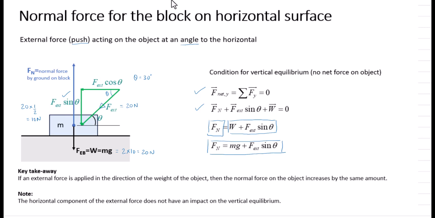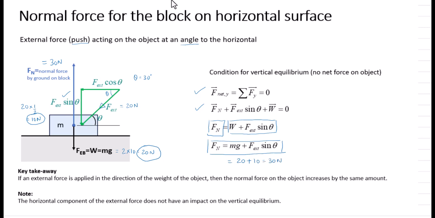So if you have 20 Newton vertically down, and then again 10 Newton vertically down, then in the upward direction, for this to be in equilibrium along the y-axis, the normal force has to be 30 Newton. I just put it in the equation. So Fn will be equal to 20 plus 10, therefore 30 Newton vertically up.